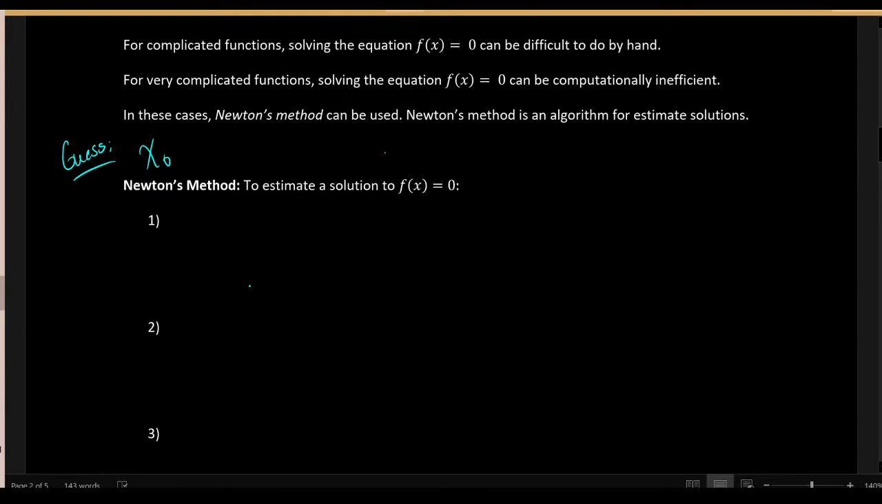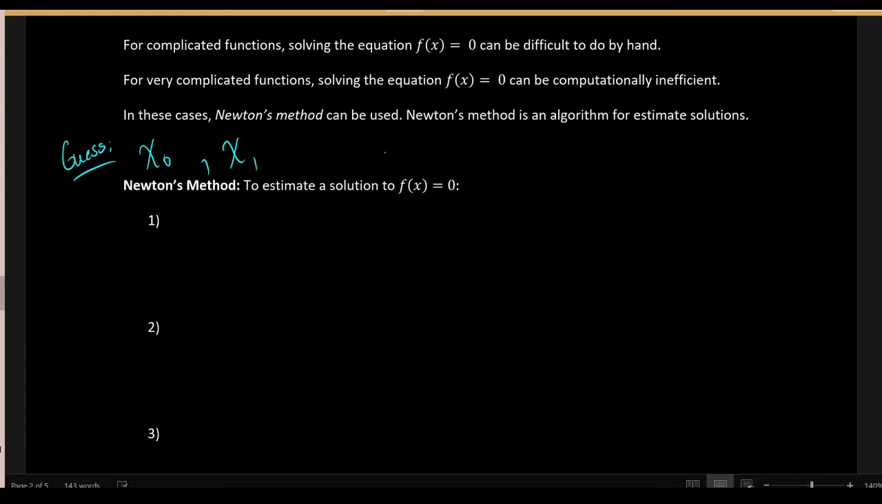Now, you might be extremely lucky and that guess might be very close to an actual solution to the equation, but most of the time we're not lucky and that guess is pretty far from the actual solution. So we're going to take this initial guess and use it to calculate a second x value called x sub 1. Now x sub 1 may still not be very close to the solution, but it's going to be closer to the solution than your initial guess.